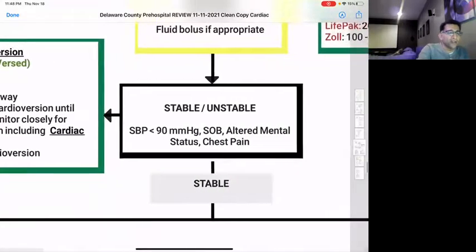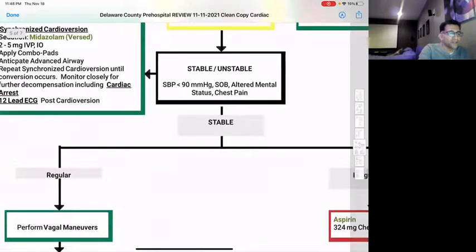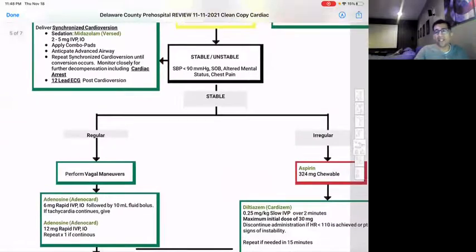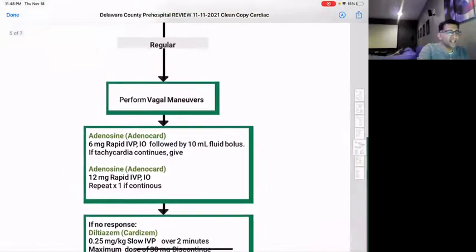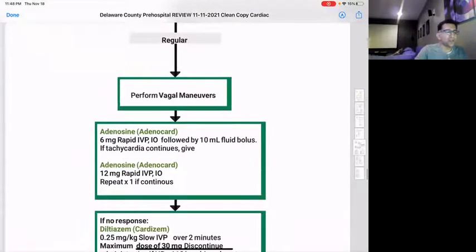If we are stable, this is the fun part. So if we're stable, irregular is our branch point here. So let's start at stable and regular. If we're stable and regular, first thing we're going to do is perform those vagal maneuvers and see if we get any benefit. Obviously, if you know somebody has a huge history of carotid endarterectomy, has a big scar on their neck, you may want to avoid those vagal maneuvers before we cause any bad damage.